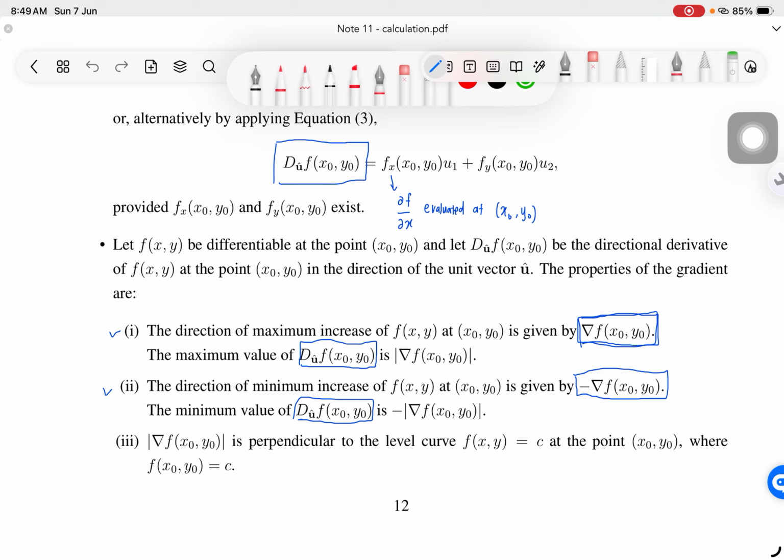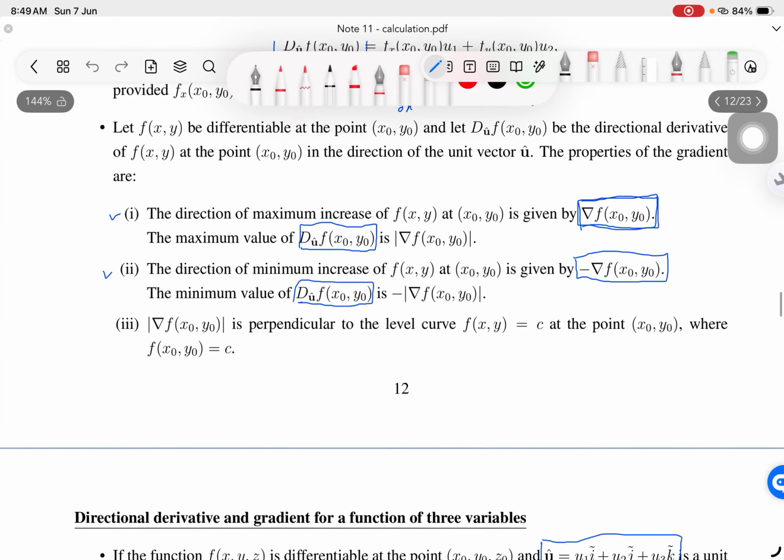Okay, so del f at x0, y0 is perpendicular to the level curve f(x, y) equals c, at the point x0, y0 where f(x0, y0) is equal to c. Okay, so these are important properties that you must know. So this is for 2 variables.